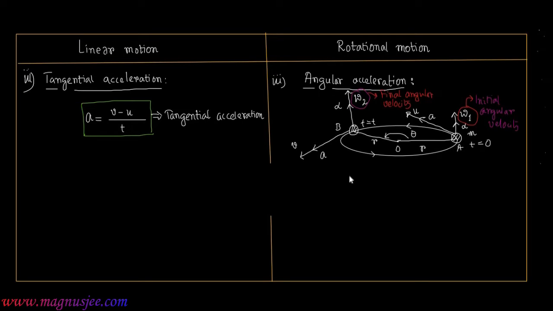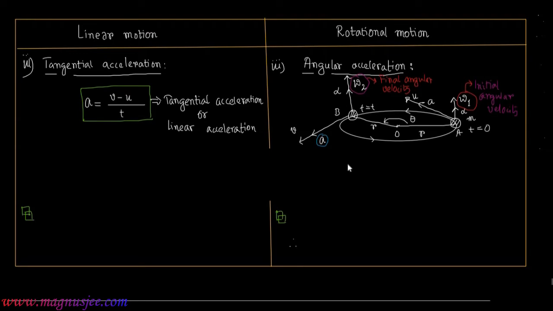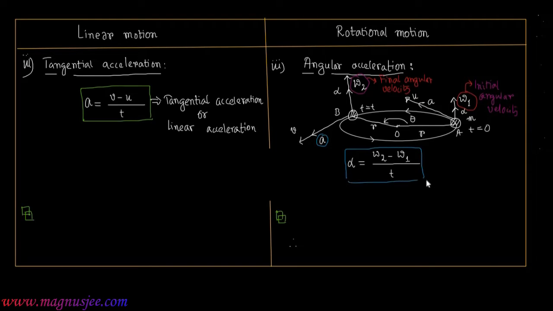On the right hand side we can write down the expression of angular acceleration. Alpha is the angular acceleration, which is omega 2 minus omega 1 divided by t.